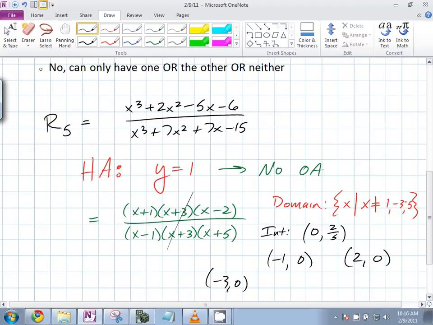If I said, is this a 0? No, because the function is not defined at -3. Look at the domain. X can't be -3, so is the function defined at -3? No. Just always check your domain. What's the next thing we like to check?